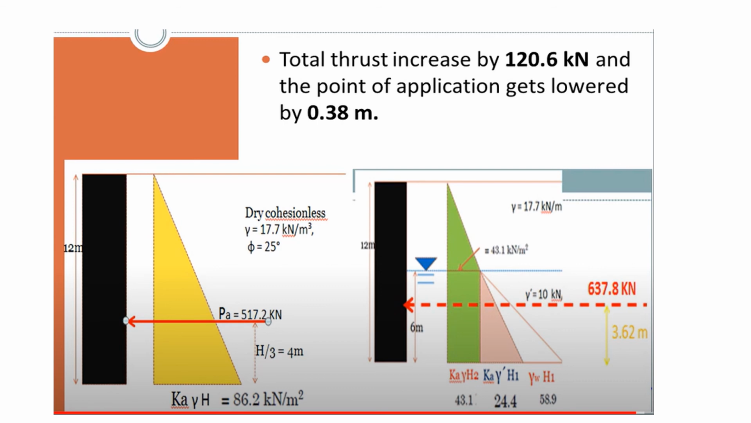And you have also been asked to find the total increase in the force, that is, when the water table is not present and when the water table is present, what will be the increase in the force and what will be the change in the point of application. In this way, we found the point of application of the force when there is no water table condition, that is at a distance of 4 meter, and if the water table is located, then the point of application will be lowered by 0.38 meter. In this way, we calculate the change in the active pressure as well as in the point of application.